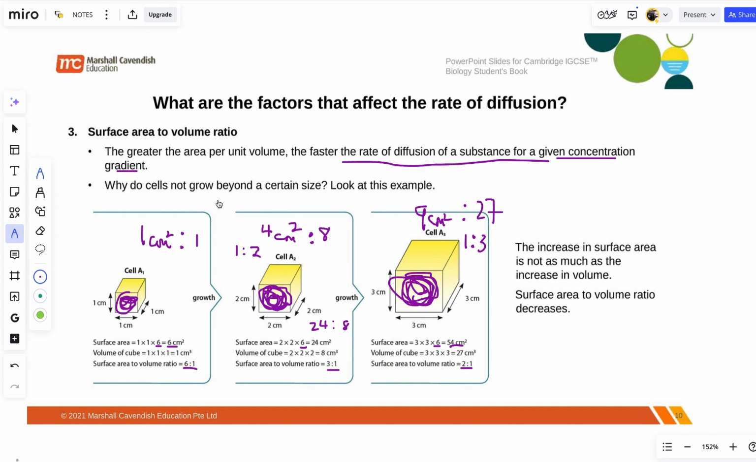So why do cells not grow beyond a certain size? Okay, so the greater the surface area to volume, the faster the rate of diffusion.